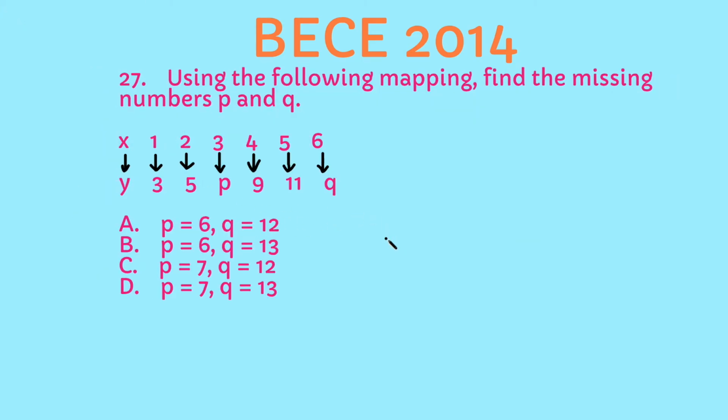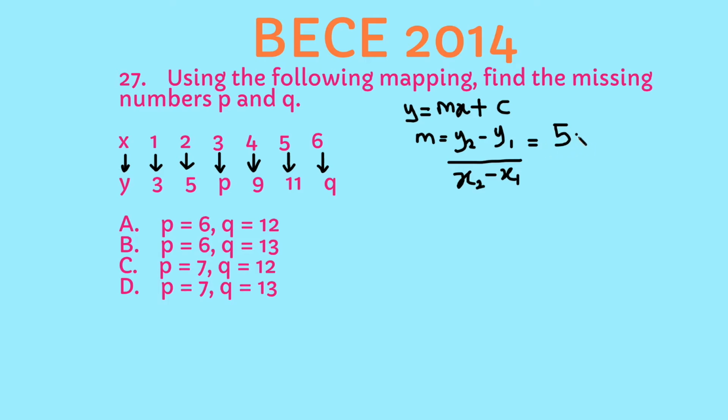For question 27, we have to use the following mapping and find the missing numbers P and Q. Honestly speaking, some of these questions should really be in section B. But either way, we have to beat time, so let's solve this. y is equal to mx plus c. We have m is equal to y2 minus y1 over x2 minus x1. For m, we pick the map 2 is to 5 and 1 is to 3. We input these values into y2, y1, x2 and x1, and we get m as 2.